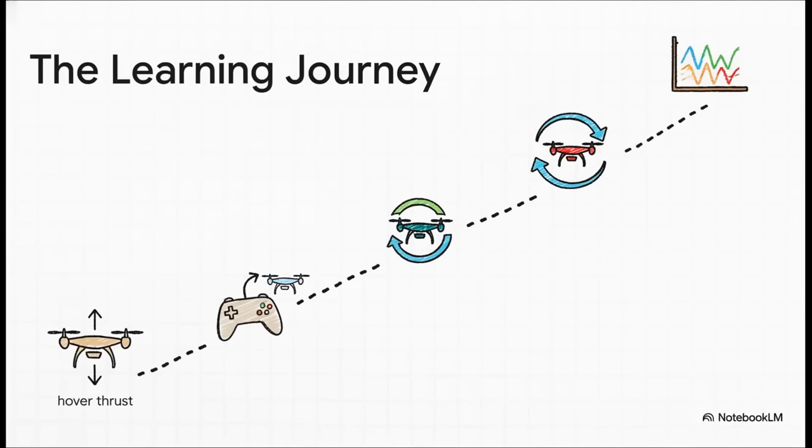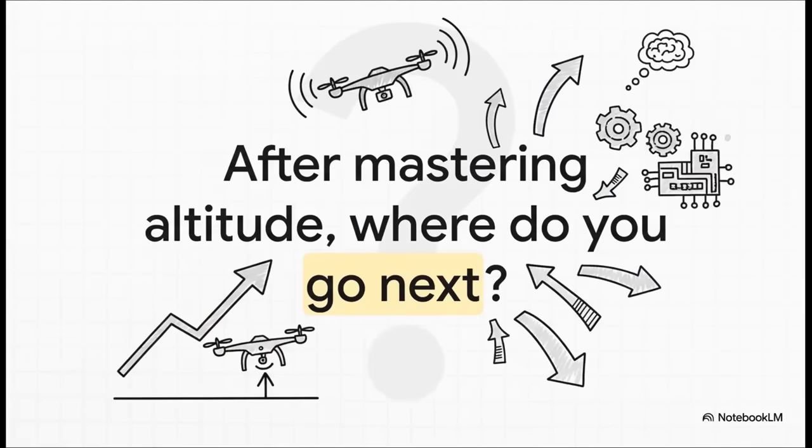That's the entire learning journey in a nutshell. We started with the basic physics of just hovering, moved on to giving simple open-loop commands, and then we actually built a sophisticated closed-loop brain for our drone, and finally tested each version to see which one performed the best. Mastering altitude control is a huge first step, but honestly, it's just the beginning. It's the foundation that all the other, more complex drone behaviors are built on top of.